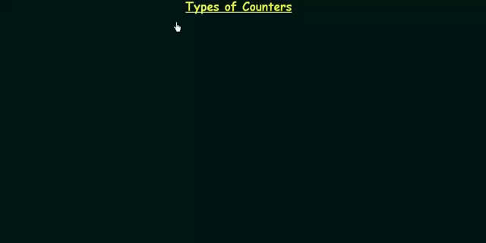We have already completed the introduction of the counters, and we know what a counter is, what it counts. It actually counts the clock pulses. Now in this presentation we will see what are the different types of counters available to us. So first I will categorize these counters into two types, or I can say there are two types of counters.